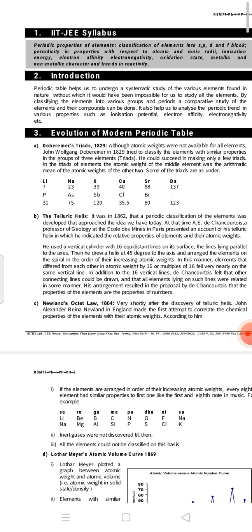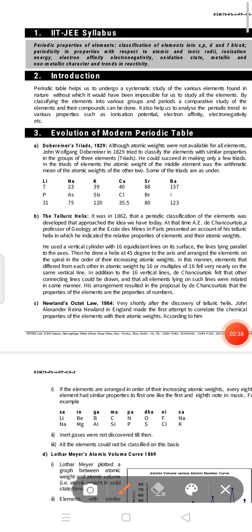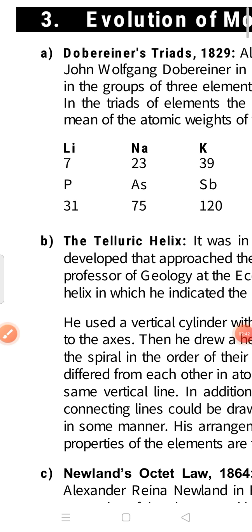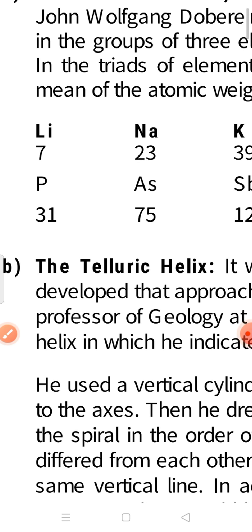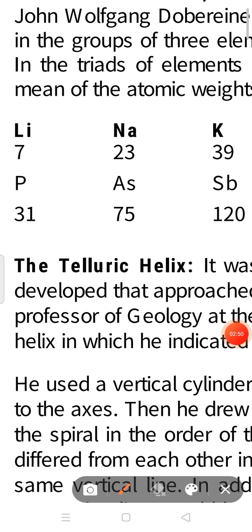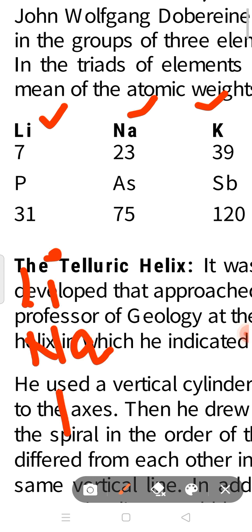Clear? Now the Dobereiner's triad rule, according to this rule, see on the screen there are some elements here: lithium, sodium and potassium. If we arrange these elements like this, lithium, sodium and potassium, lithium has the atomic mass 7. Sodium, we don't know about the sodium, and potassium has the atomic mass 39.